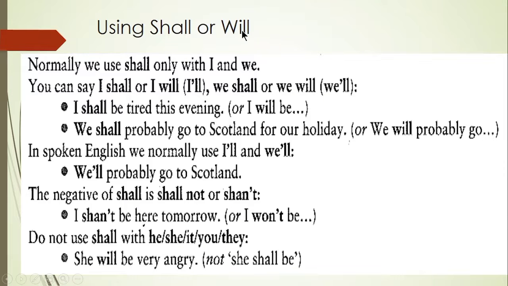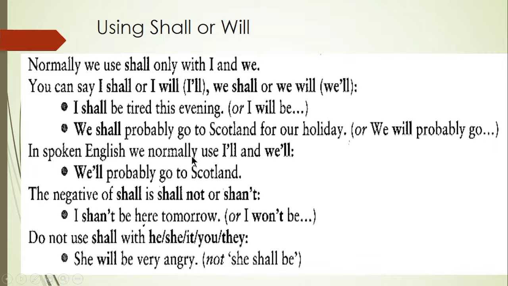Using shall or will. Sometimes we use shall or sometimes will. So what's the difference? Normally we use shall only with I and we, but it's something outdated. It would be used in the old grammar. Now will is acceptable with all the subjects. Like you can say I shall or I will or I'll, we shall or we will. I shall be tired this evening or I will be tired. So there is no difference. We shall probably go to Scotland for our holiday, or we will probably go. So we can use both of them.